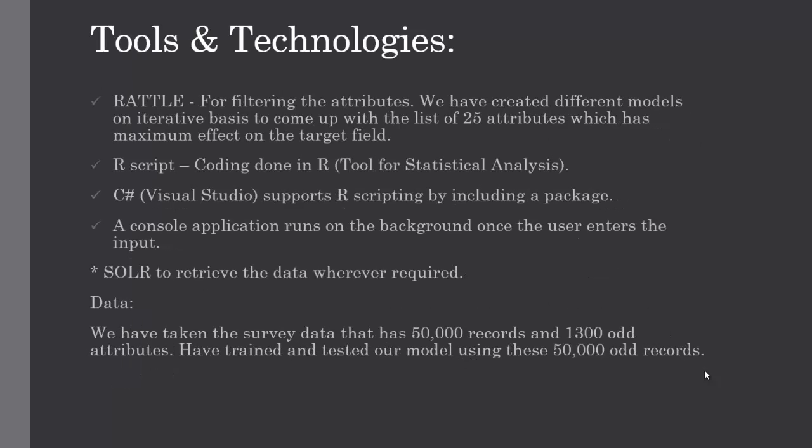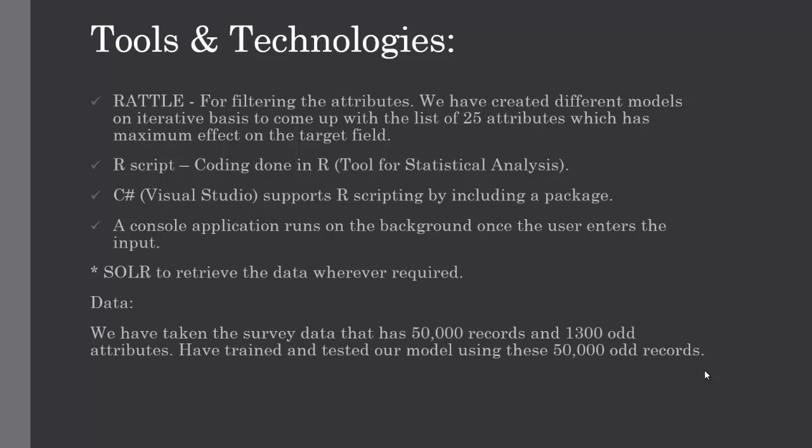The tools and technologies that we used are Rattle, R script, and Visual Studio. We had to filter our attributes from 1500 to 25. Thus, we used Rattle. We have made some iterations to decide on the final model. And for Visual Studio, we'll have to just import an R package, and we have done all the coding in R.